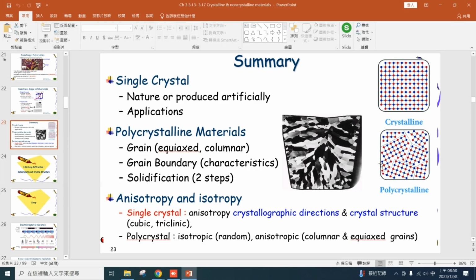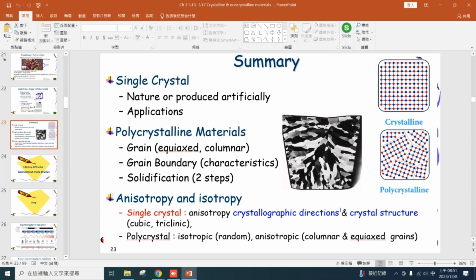Okay, and the third topic is anisotropic and isotropic. Anisotropic, we divide this topic into two parts. First of all, we think of the single crystal in terms of the anisotropic or isotropic. And we all understand anisotropic depends on the crystallographic directions and also the crystal structures.